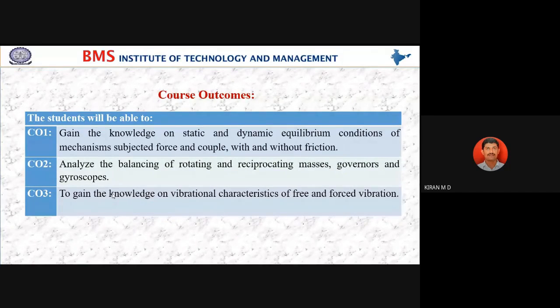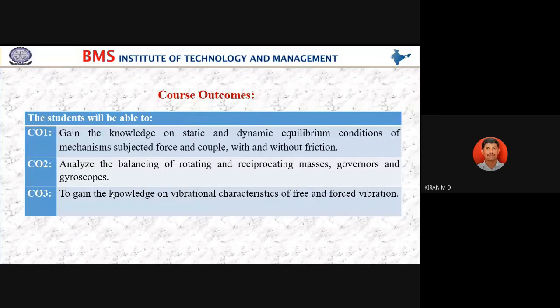So most of the things we are going to analyze the parameters using graphical method. First and second module, we are going to use the graphical method. Third module, that is you are going to study about the governors. So that you are going to get the types of governors. Again, you are going to calculate the parameters, sensitivity, effort, force, and all the things. Okay. Again, gyroscope also.